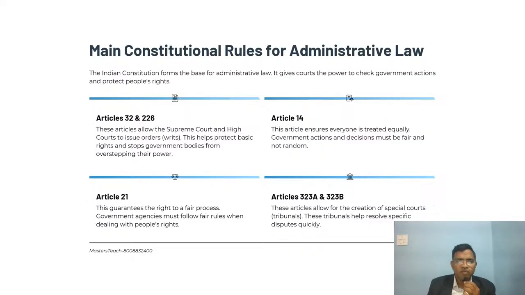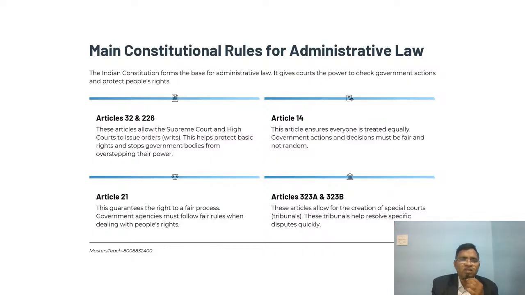Okay, so the main constitutional rules for administrative law. The Indian Constitution forms the base for administrative law. So somebody may ask, what is the basis for administrative law? It is the Indian Constitution. It gives the courts power to check government actions and protect people's rights.